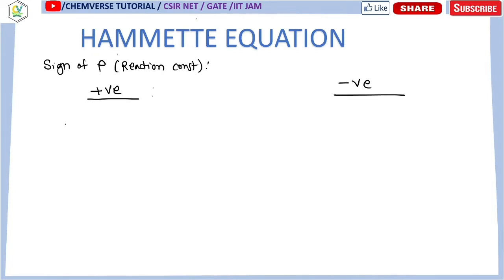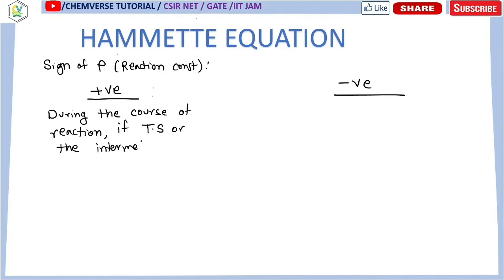Now in which case will a positive slope come? Suppose during the course of reaction, when the reaction is proceeding, if the transition state or the intermediate becomes more electron rich, in these cases the rho value will be positive.